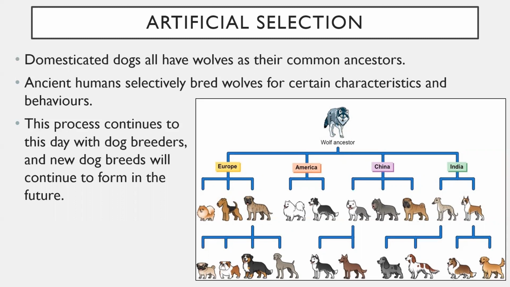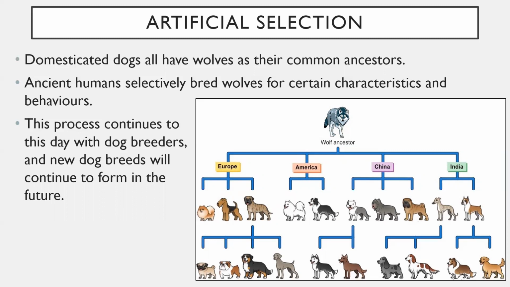So ancient humans, we're talking like 10,000 years ago at least, started domesticating dogs by breeding wolves for certain characteristics and behaviors. So certain traits of certain wolves that were under human captivity were bred on purpose to produce offspring that had those characteristics. This process continues to this day with dog breeders. Dog breeders, like professional dog breeders, breed dogs in certain ways so that certain characteristics get passed on. And new dog breeds are continuously forming.